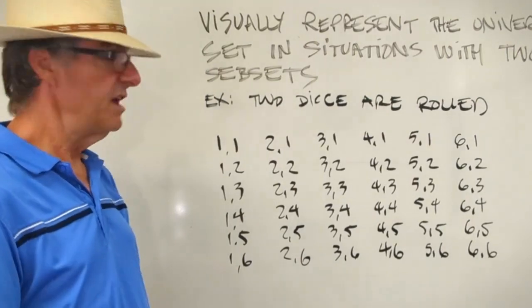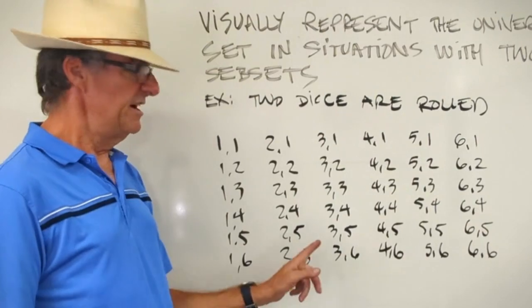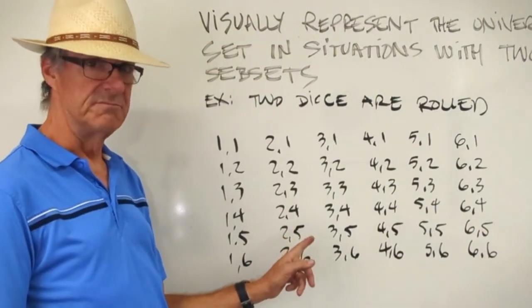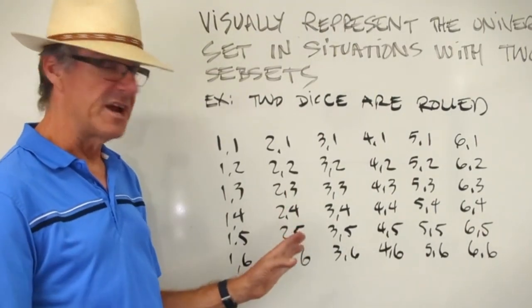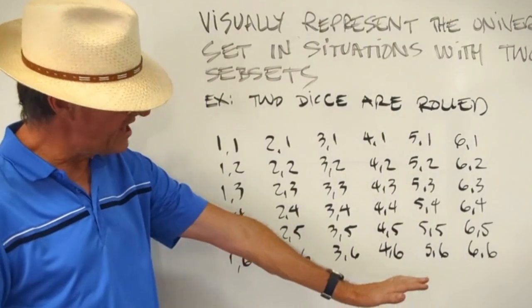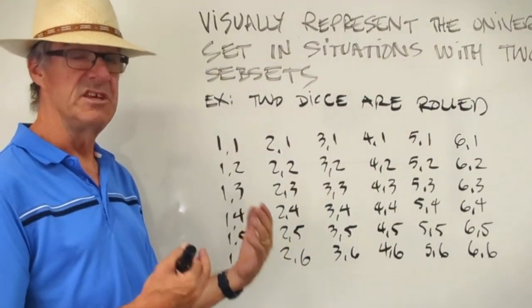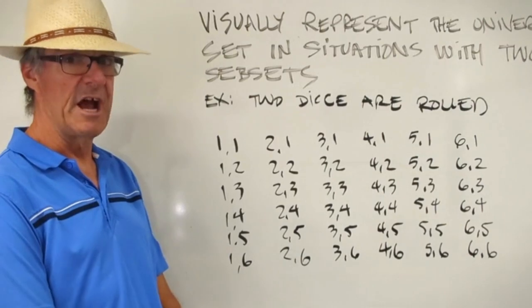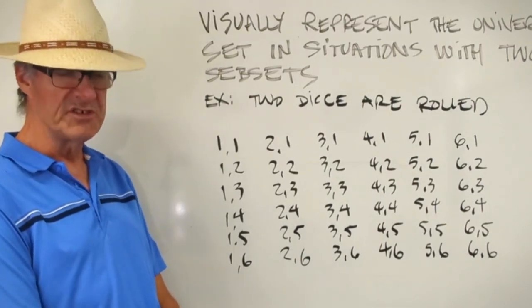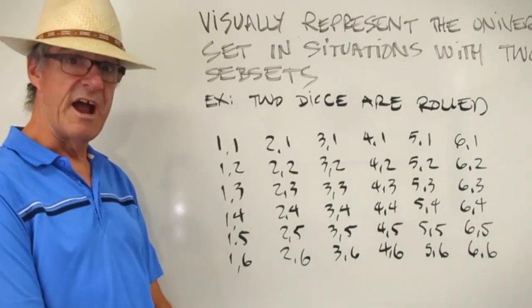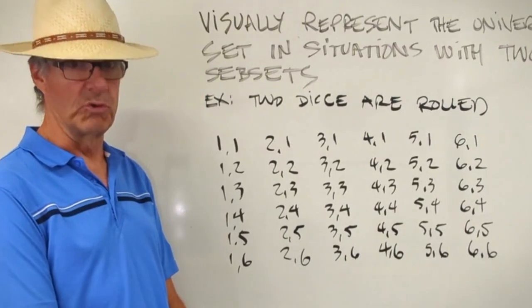Okay, now you probably realize this is kind of cumbersome. We have 36 different outcomes, and just drawing that all out took a little while, and it's maybe not terribly useful in terms of figuring out some probability related questions. So we're going to change this around, and we're going to draw it as a grid.